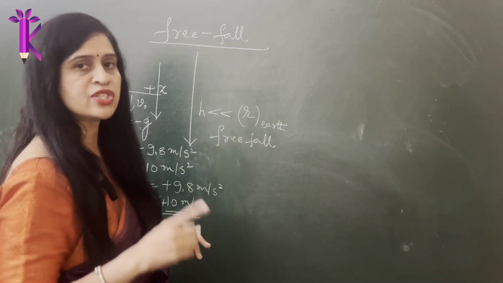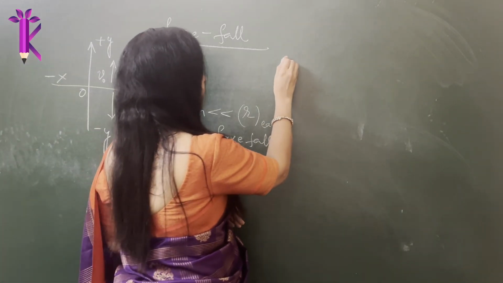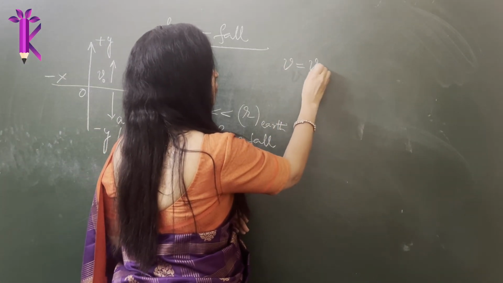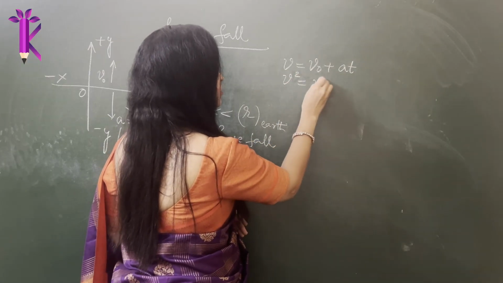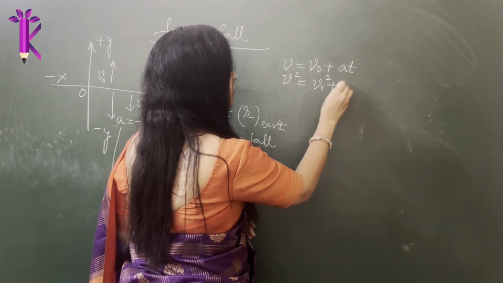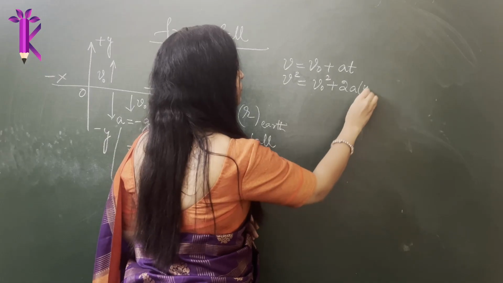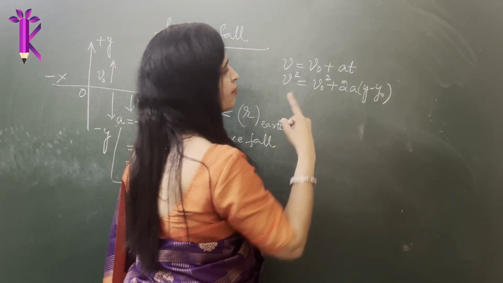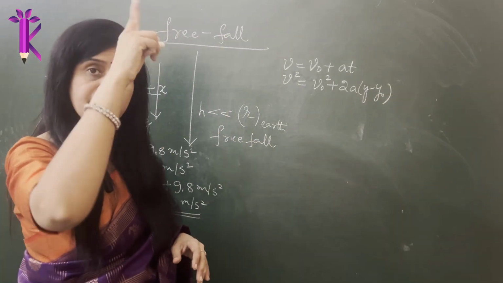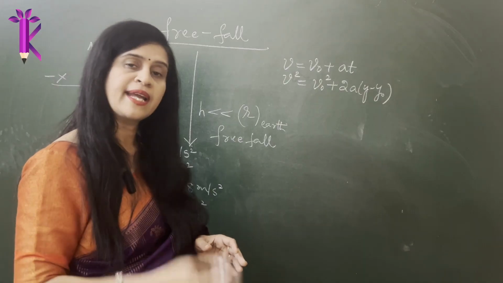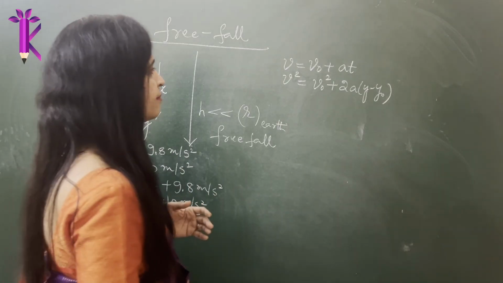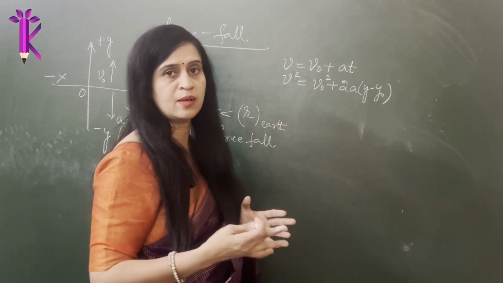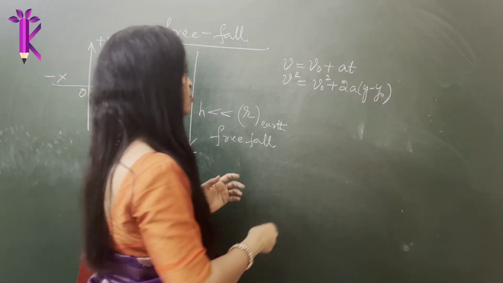So what are the equations of motion that we have learned so far? We have learned v is equal to v naught plus at. Similarly, we have learned v square is equal to v naught square plus 2a into x minus x naught, or y minus y naught, because it is along the vertical upward direction. For practically any particle moving under the influence of gravity, we assume all vertical motions only. It cannot be a horizontal motion, right?